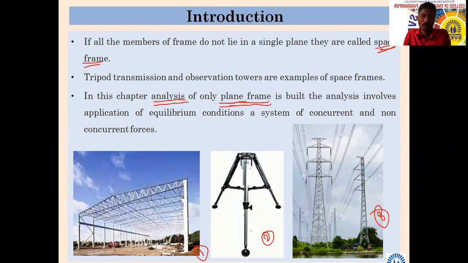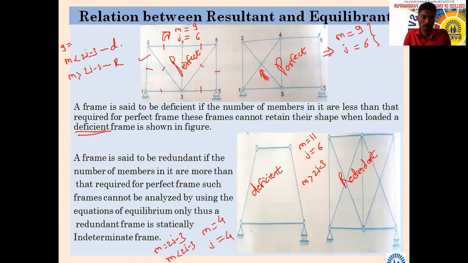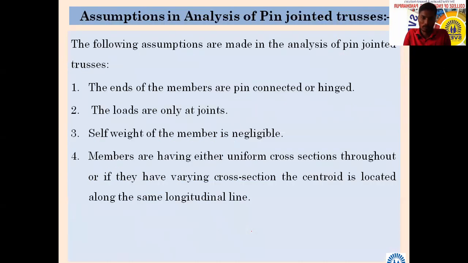Okay. And depending upon number of joints and number of members, three types are there. Which are they? Perfect, deficient, and redundant. So one equation you can use: m is equal to 2j minus 3. M is number of members, j is number of joints in the frame. So if that equation is satisfied, we are going to call it a perfect frame. If number of members are not sufficient to take load, if members are less, deficient. If unnecessarily extra members are there in the frame, redundant frame.